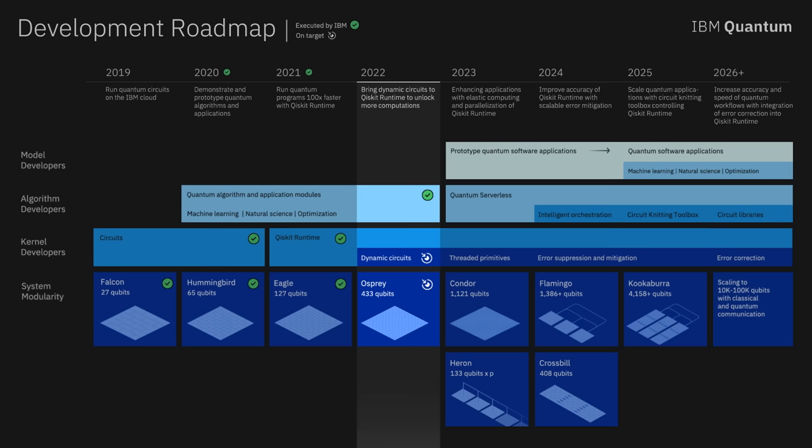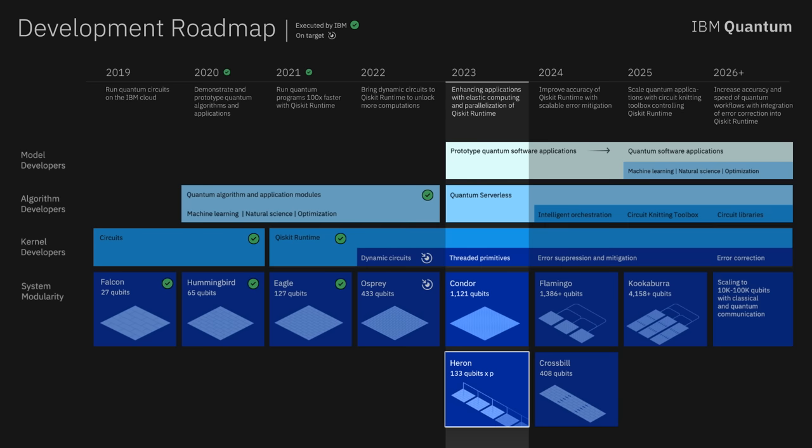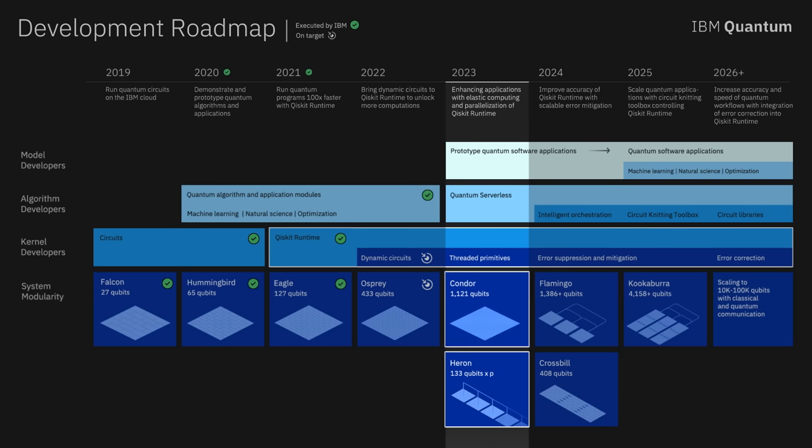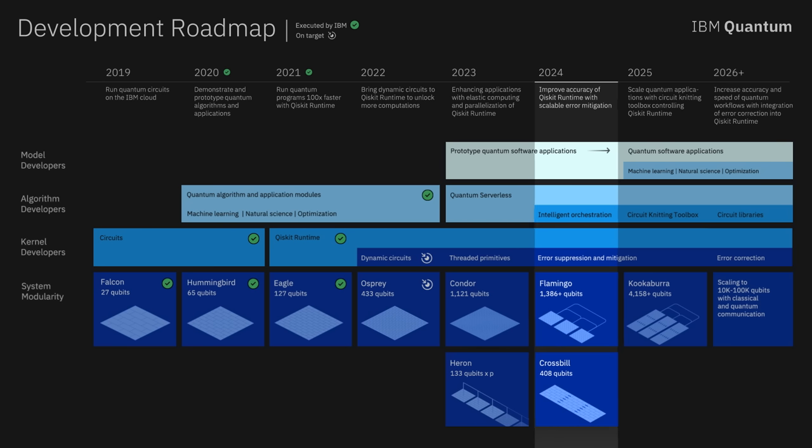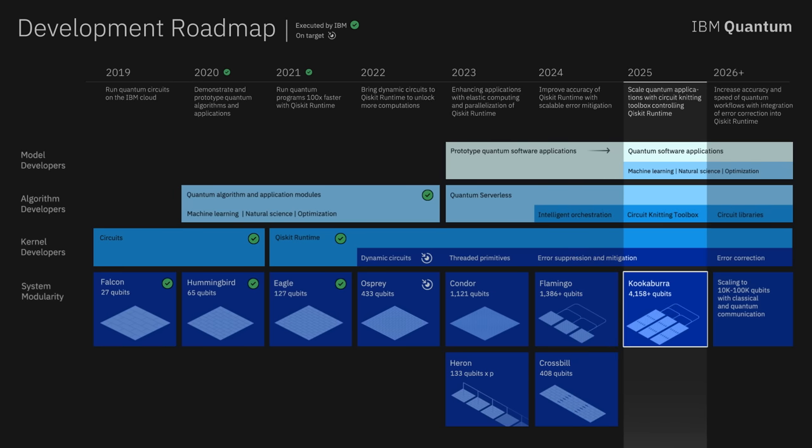So our 2022 development roadmap has everything we already promised, but now with new breakthrough technologies and milestones ahead. In 2023, we're demonstrating quantum computing with classical communication and introducing our Heron processor and threaded runtimes. This is in addition to the 1,021-qubit Condor processor we've already talked about. The following year, in 2024, we're demonstrating chip-to-chip couplers and long-range couplers with our Crossbill processor and our Flamingo processor. And in 2025, we're combining these technologies with the Kookaburra processor, and more importantly, we're breaking bottlenecks in scale for our future systems.